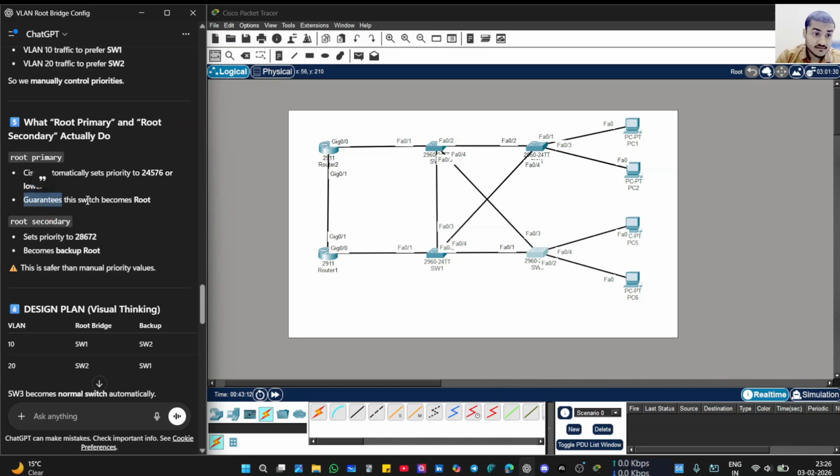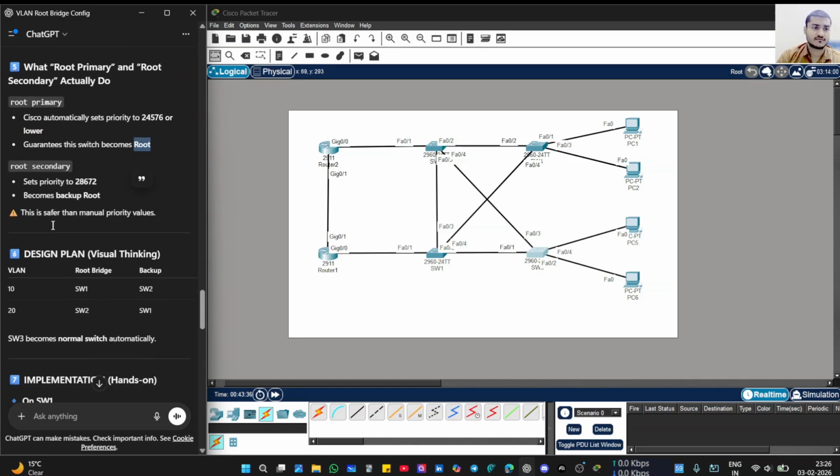It guarantees this switch became root. Yeah, that is the thing that we have to make. By default we see this. If I want to make this happen manually in real life, and it's not working, then we have to go lower than that. It guarantees this switch became root. Yeah, definitely if I do this configuration, it would be okay.